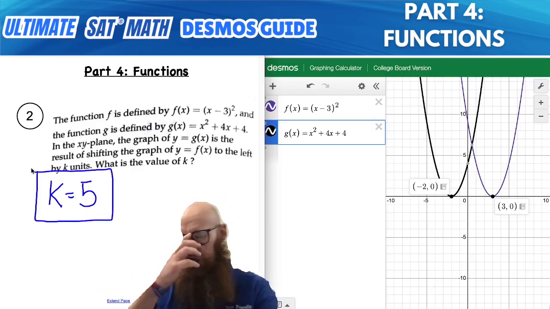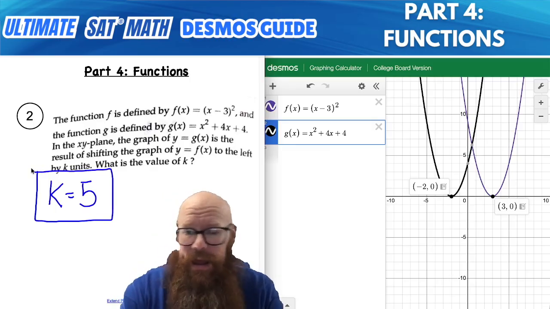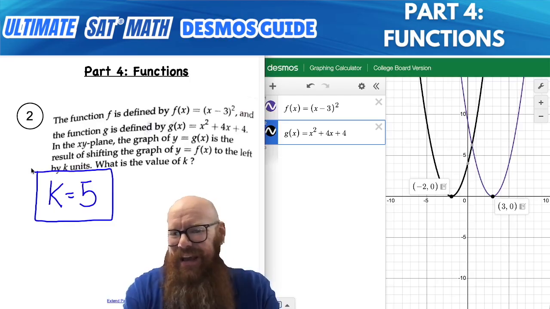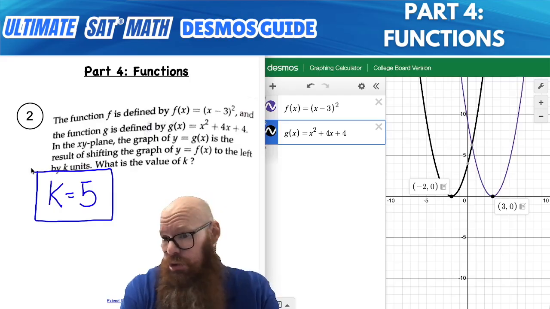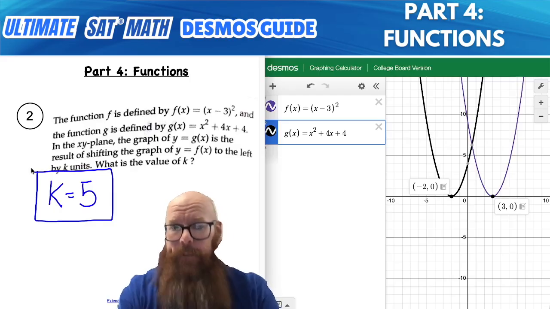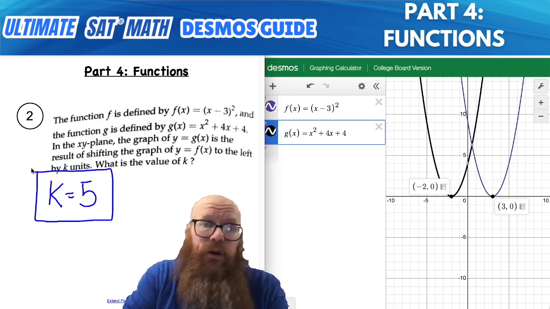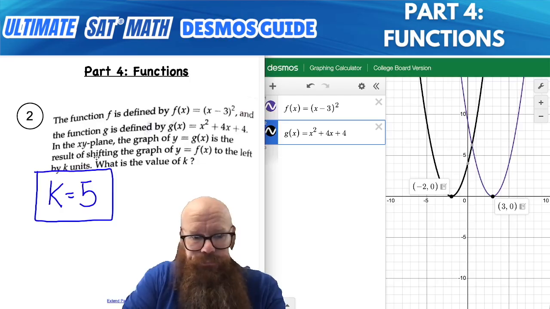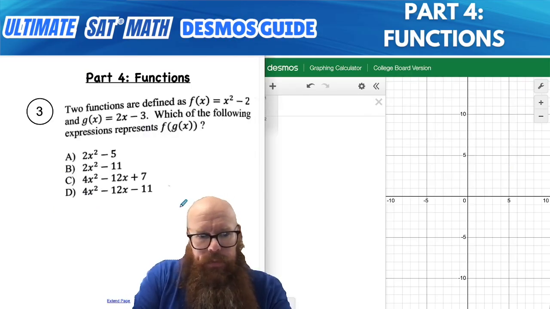So comparing shifts in graphs, if it's given in different form, then you might want to do it by just looking at it. But since the second one here is given in standard form of a quadratic, I think it's a little easier to just use Desmos. Okay. And even if you disagree with that, this is just to show you how you can use Desmos if you choose to. All right, let's keep going. And we have another functions problem.